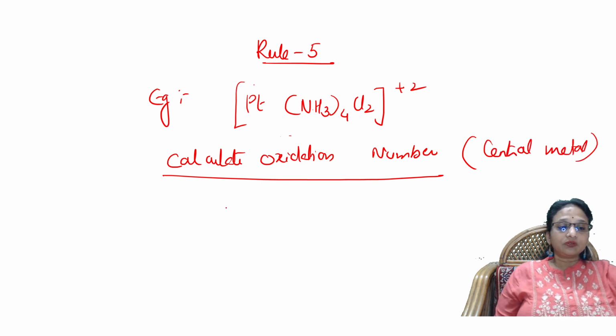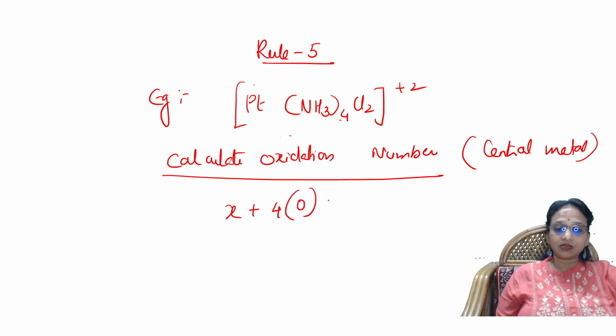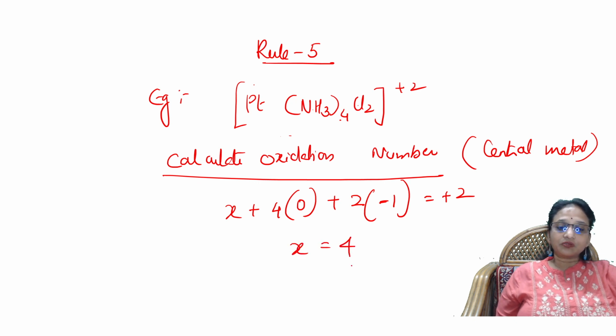Okay, so what will you do? You'll put X for platinum, that is the metal, plus 4 into 0 because it is a neutral ligand, plus chlorine is how much? 2. What is the charge on chlorine? -1 is equal to +2. How much is X equal to? X is equal to 4, my students.